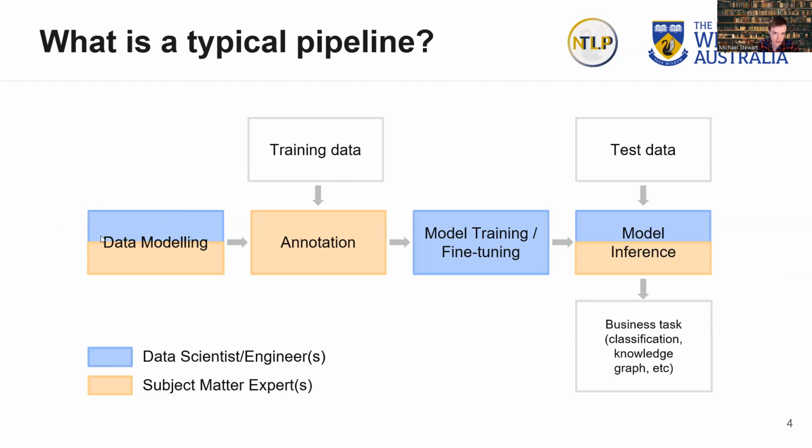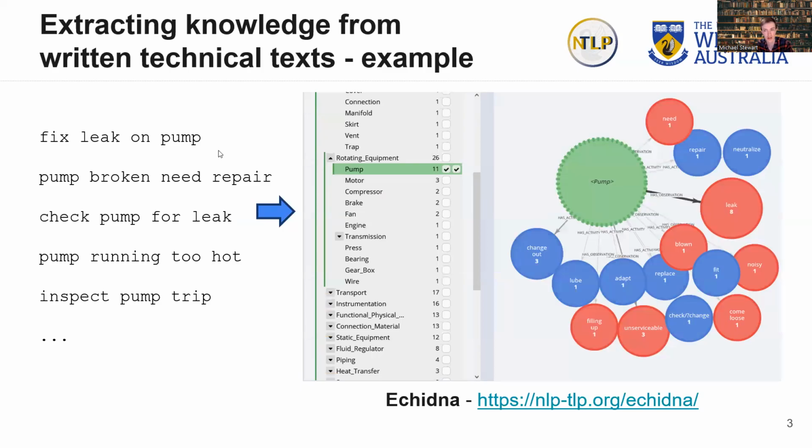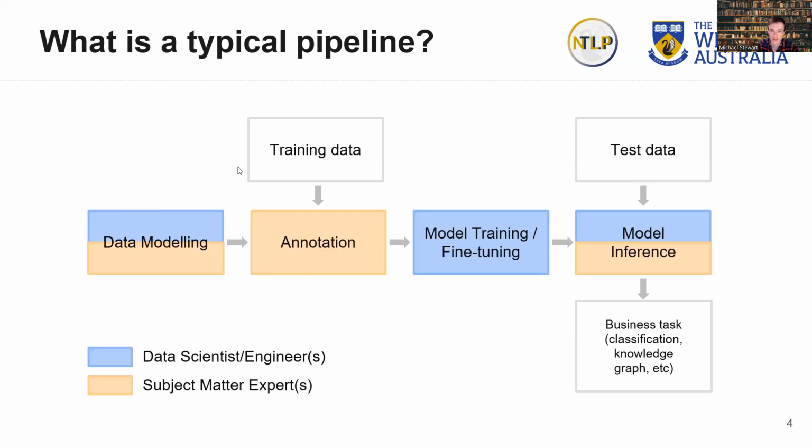So the very first step here is data modeling. This is where data scientists and subject matter experts will come together and identify what kind of information they want to actually capture in the text. So in the example before with Echidna, we might decide we need to capture items, we need to capture activities, and we need to capture observations. And there could be some other things in there as well, like locations and things like that.